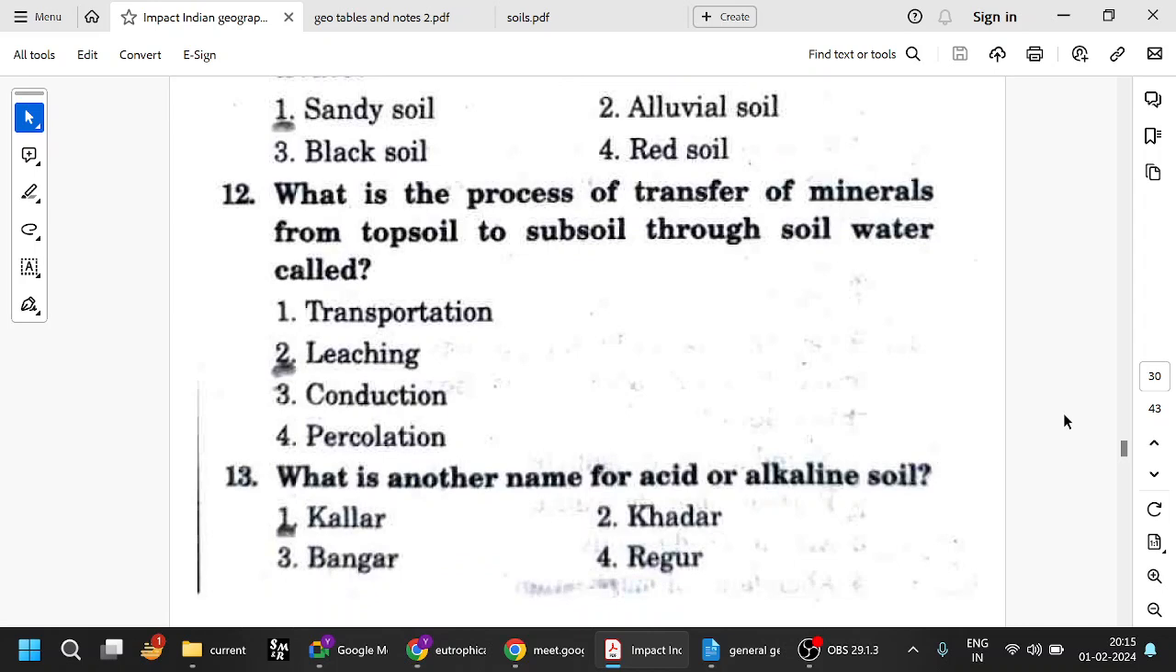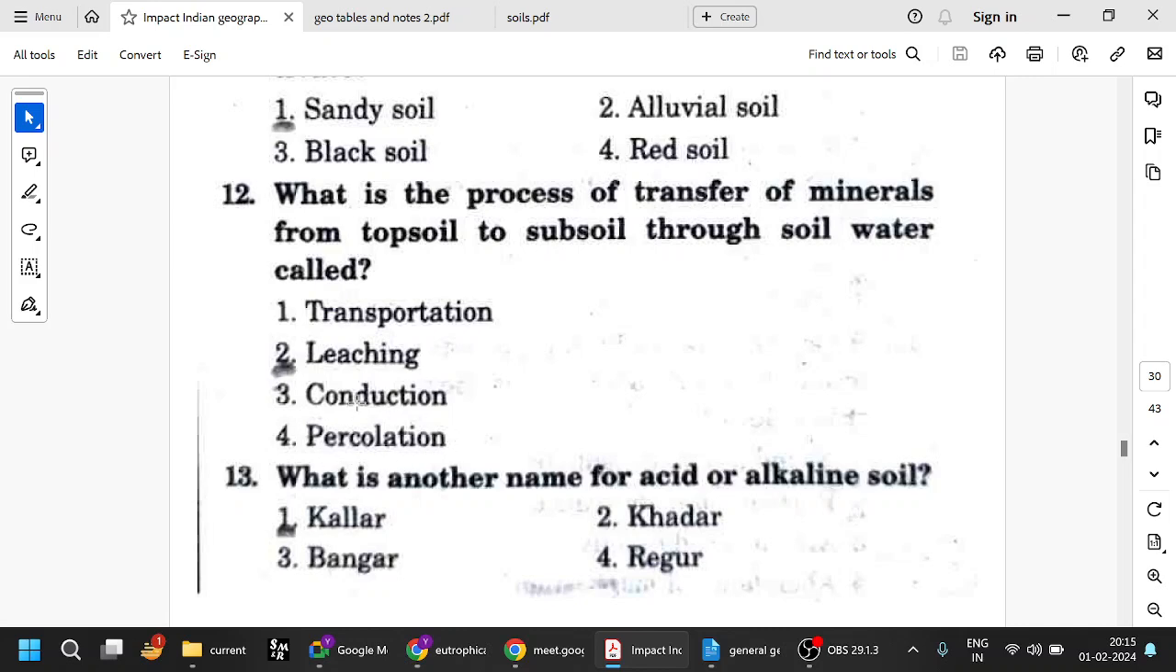What is the process of transfer of minerals from topsoil to subsoil through soil water called? It is leaching. Basically, leaching is a loss of nutrients. Transportation is soil erosion. The soil is being transported from one place to another. Where it is getting eroded, there is loss of nutrients. Leaching means the nutrients are going from the topsoil to the subsoil, and we saw that laterite soils are more prone to leaching.